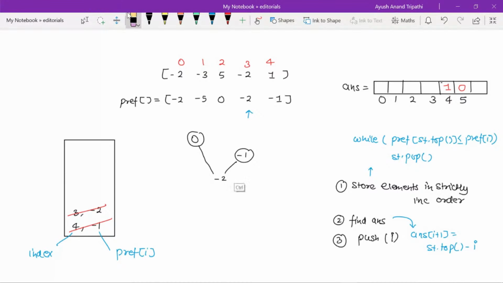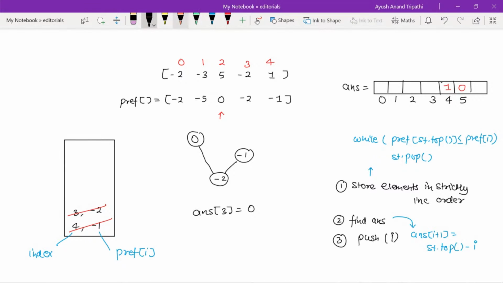And then currently we only have one element, which is 0. So currently the stack is empty because I have removed -2 and -1. So what is the value of I plus 1? The current value of I is 2, so we are here. The value of I plus 1, which is 3, is equal to 0 because the stack is empty, right?